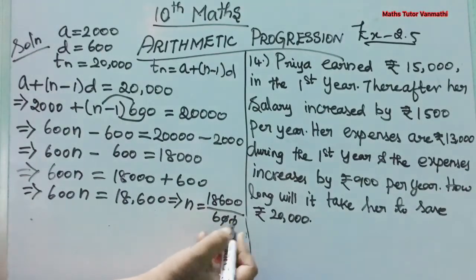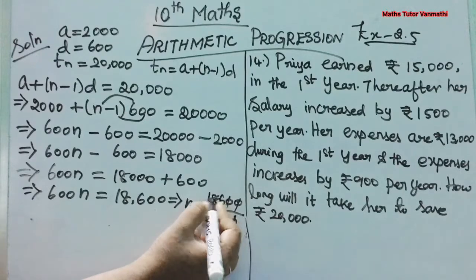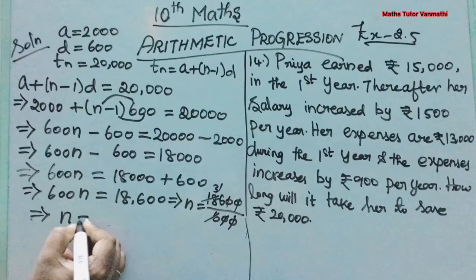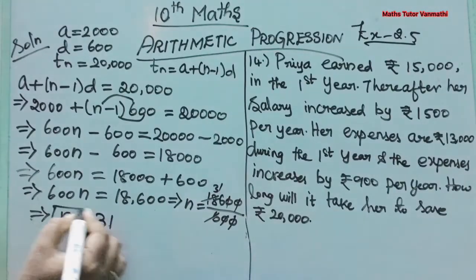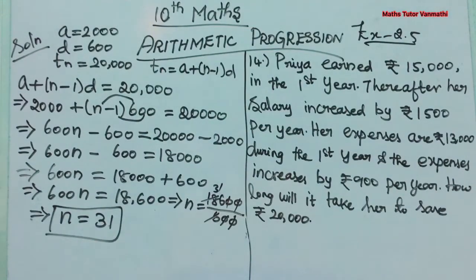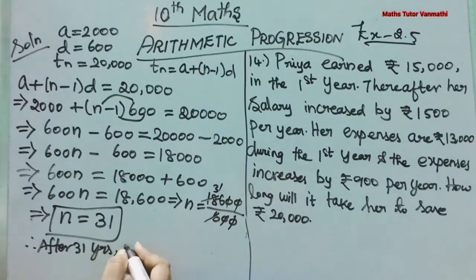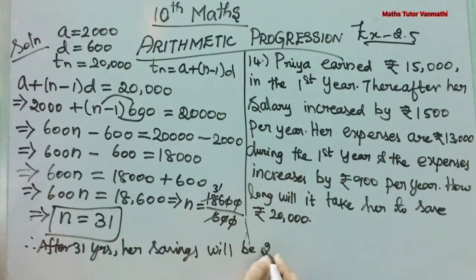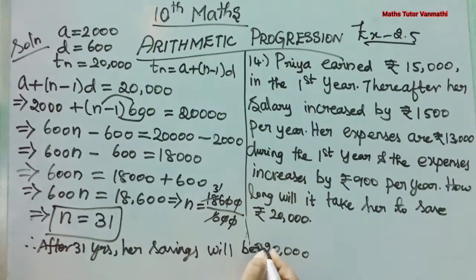Clear? From this, you can find the n value, which implies n is equal to 18,600 divided by 600. Okay. Here the 0s will get cancelled. 6 3s are 18, 6 1s are 6. So what is your n value? n is equal to 31. Clear? So after 31 years, her savings will be 20,000. This is your final answer. After 31 years, her savings will be 20,000.